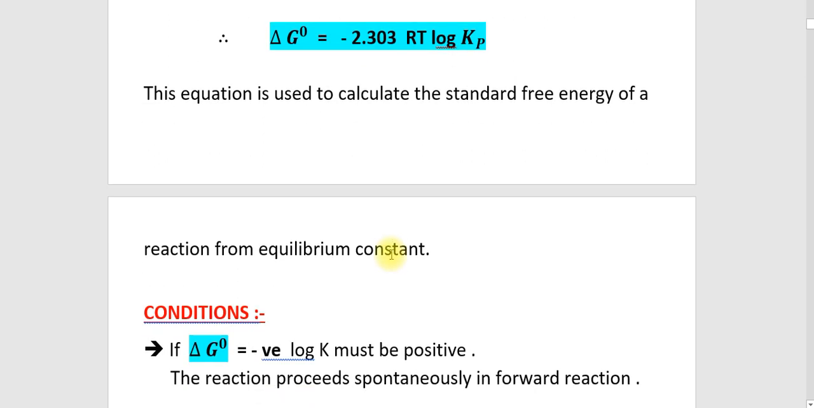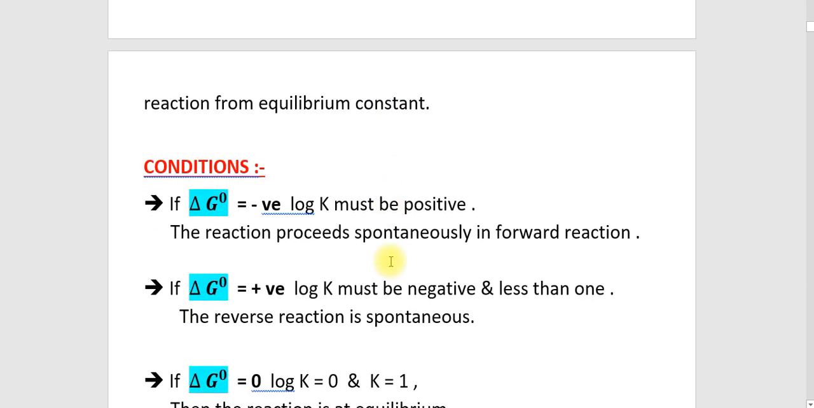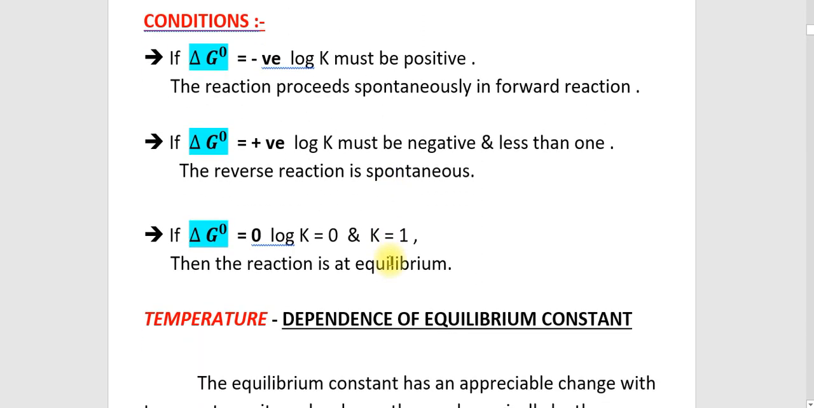Okay. Certain conditions are given to the above equation, and we want to find out what is the value for the K for different values of the delta G0. First condition, if delta G0 is negative, then log K must be a positive value, and the reaction proceeds spontaneously in the forward direction. Okay. If delta G0 is positive, then log K must be negative and K less than 1, then the reverse reaction is spontaneous. If delta G0 is equal to 0, then log K is also 0 and K is equal to 1.